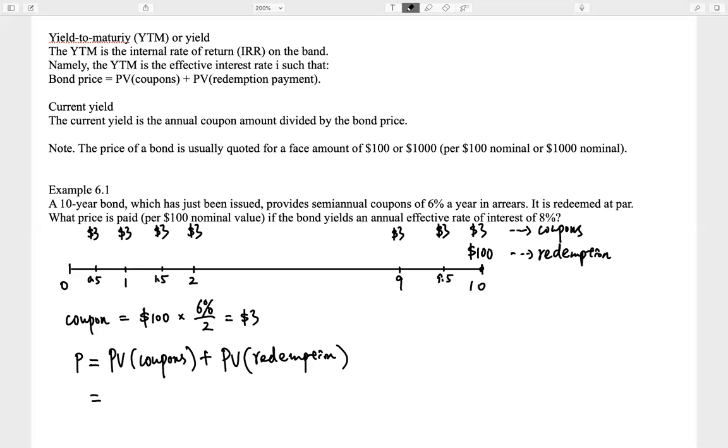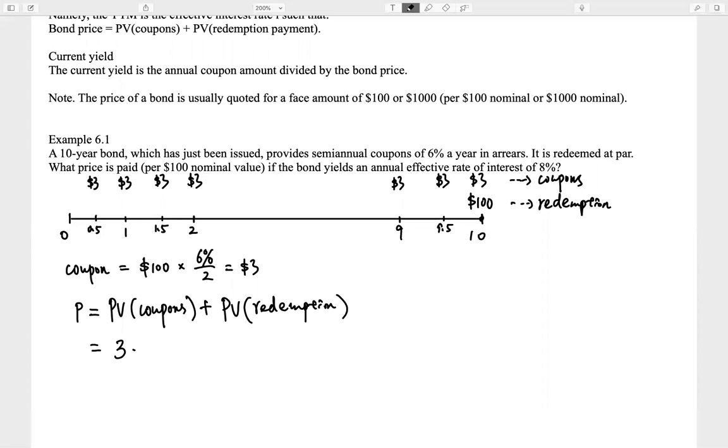Here we have an annuity immediate, right? So we have 3 times the annuity immediate. How many payments? I have 20. But here it's not i, it's rather j, which I will talk about. The PV of the redemption value is $100. So here, let's also use j. j is the semi-annual interest rate. So here I need to discount by 20, because 10 years is 20 half-years, if you do the conversion.